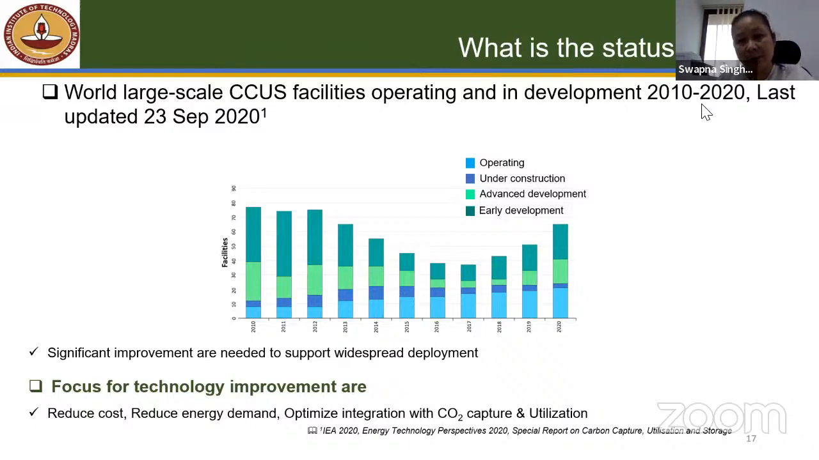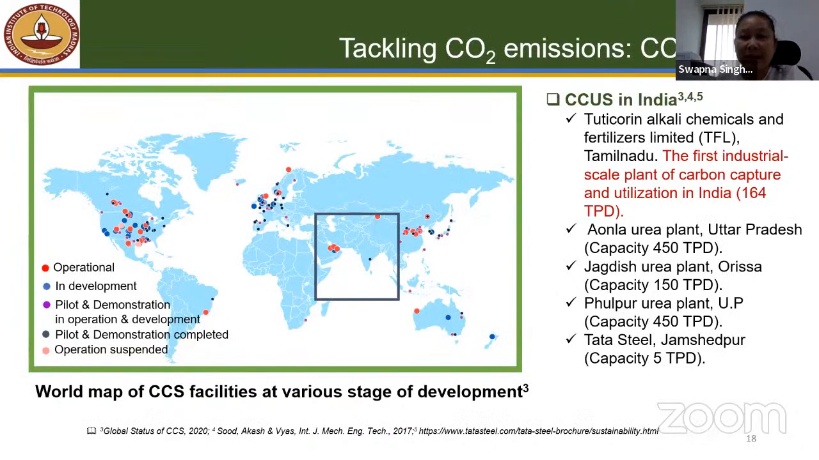Now, this is the status of CCUS over the world. Now, this is what's happening in India. What is the status of CCUS in India? If you can see, in India not much work has been done compared to other countries. But in India also, there are a lot of industries, right? But as per the report, this map is produced from the Global Status of CCS 2020. Only one CCUS plant has been reported in this map, Tuticorin Alkali, which is from Tamil Nadu.